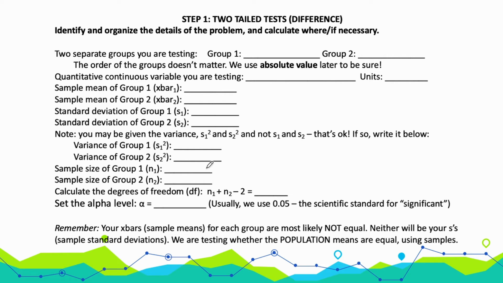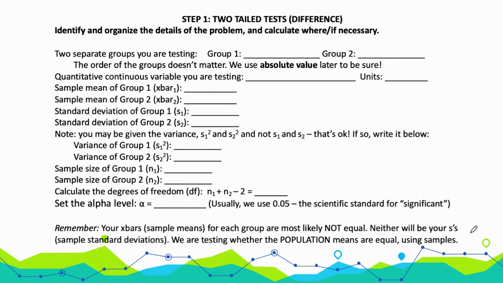Sample size of each group. You can have different sample sizes for each group. You'll see in some problems they're the same and some they're different. That's okay. And then you're going to calculate the degrees of freedom. Because degrees of freedom are calculated differently for many different kinds of statistical tests, for t-tests, degrees of freedom are calculated by adding your two sample sizes together and then subtracting 2. Finally, set the alpha level, and we're usually going to set it at 0.05 or 5%. That's our scientific standard for significance.